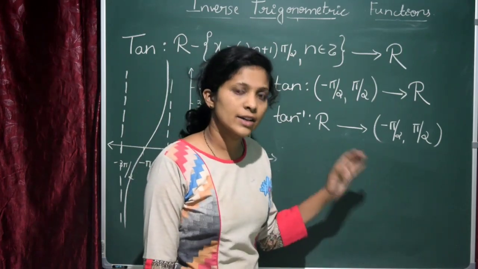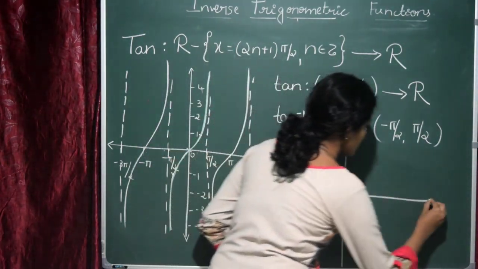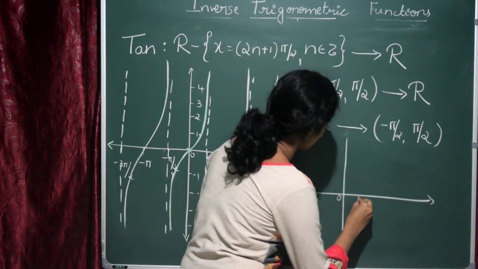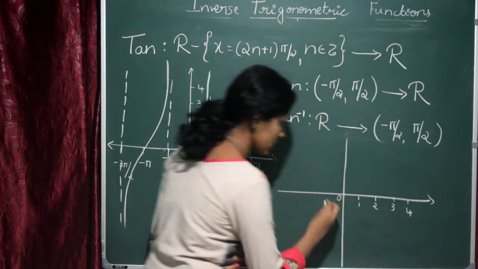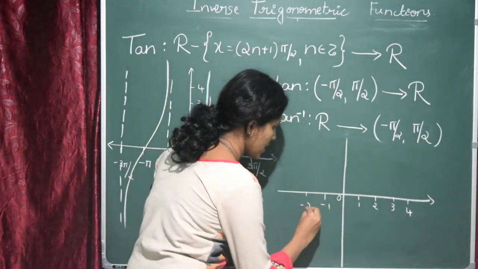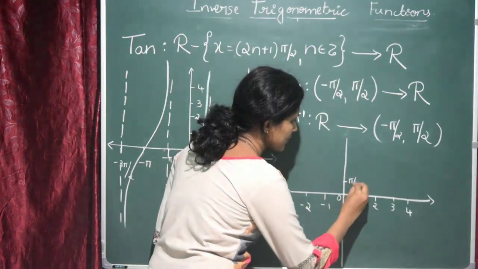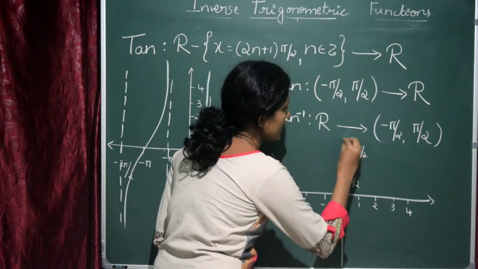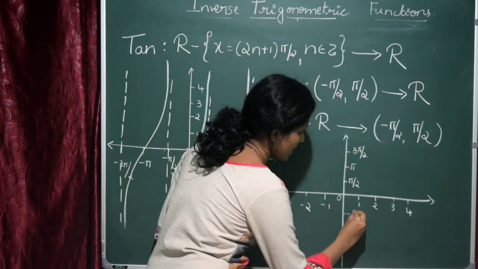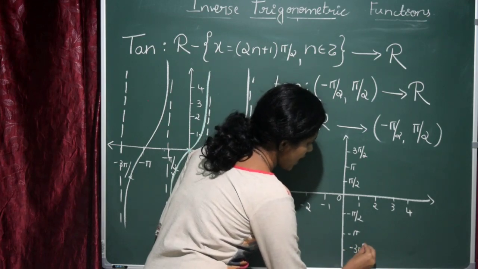Now we will see the graph of the tan inverse function. Let me consider the axis. Here this is 0 and this is real numbers, meaning 1, 2, 3, 4 and so on. Here it is minus 1, minus 2, minus 3 and so on. Here it is pi by 2, right? And this is pi, then it will be 3 pi by 2 and so on. Here it is minus pi by 2, then it is minus pi, minus 3 pi by 2 and so on.